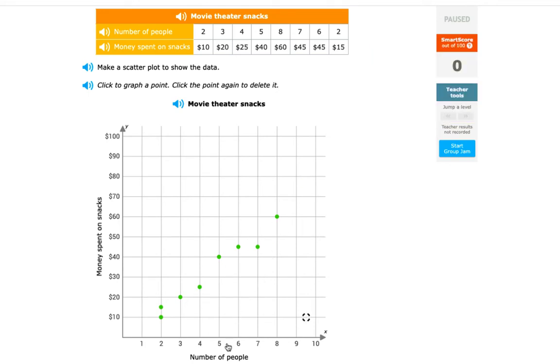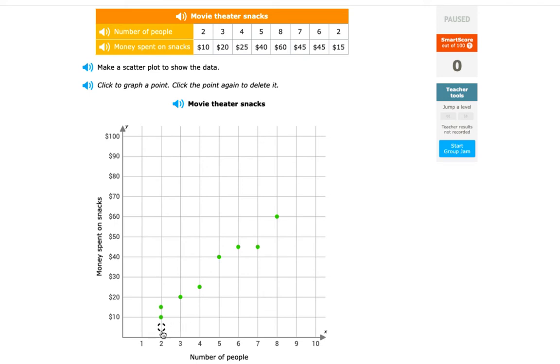The other reason we do this is so we can make predictions about future values. On the table, there's no 9 people, but we can tell that if we had 9 people, we'd be spending somewhere between $60 and probably $80 on snacks. If we had 1 person, we'd know we'd spend somewhere between $5 and $10 on snacks.